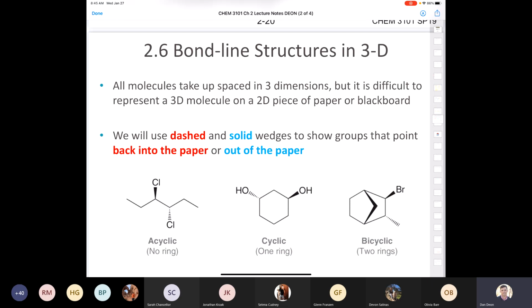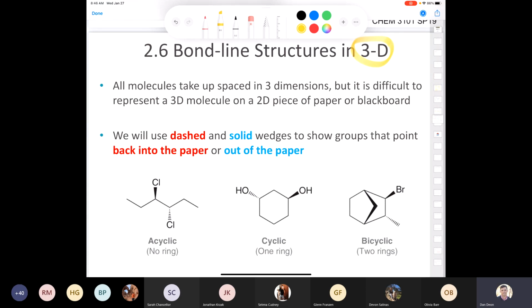Anyhow, let's switch gears and take a look at section 2.6, a really fun section, and it talks about bond line structures in 3D. Some of you might be thinking, 3D? What are you talking about? You're drawing everything on a screen. Well, molecules are actually three-dimensional. A tetrahedron is a three-dimensional structure, so how do we represent that? You looked at that in general chemistry, and we're going to look at it in even more detail here.